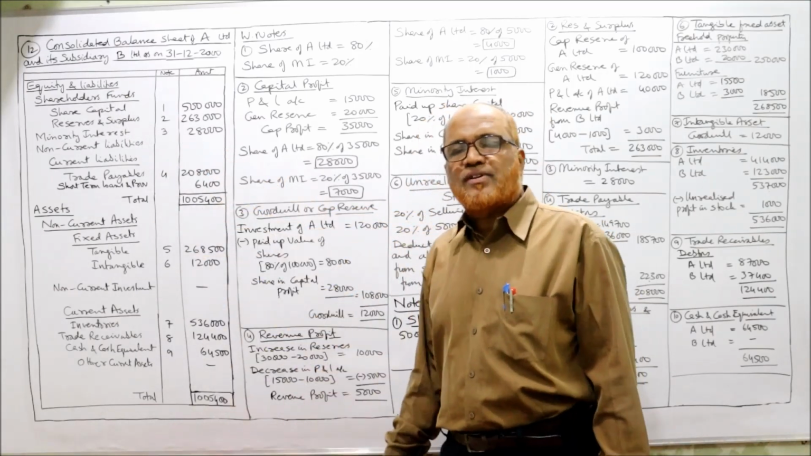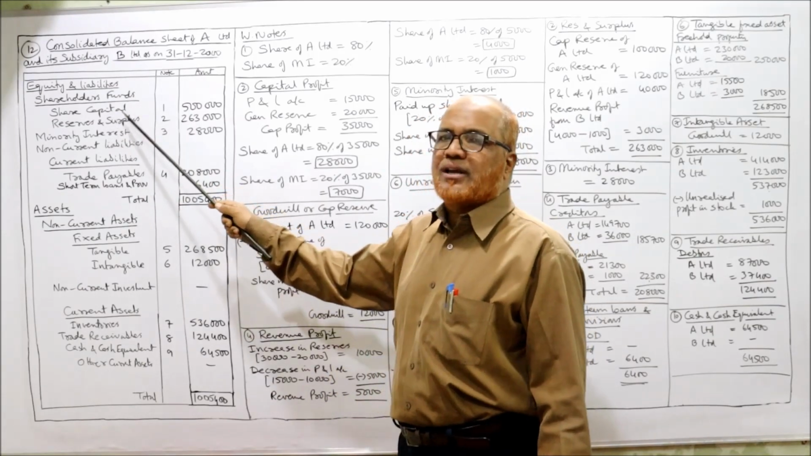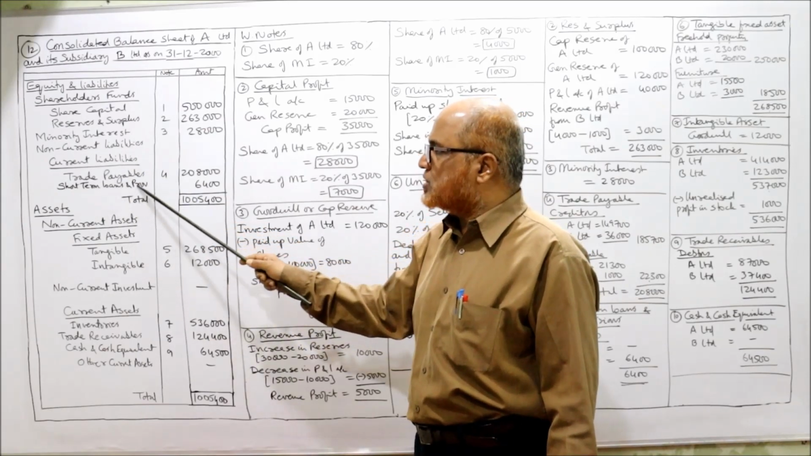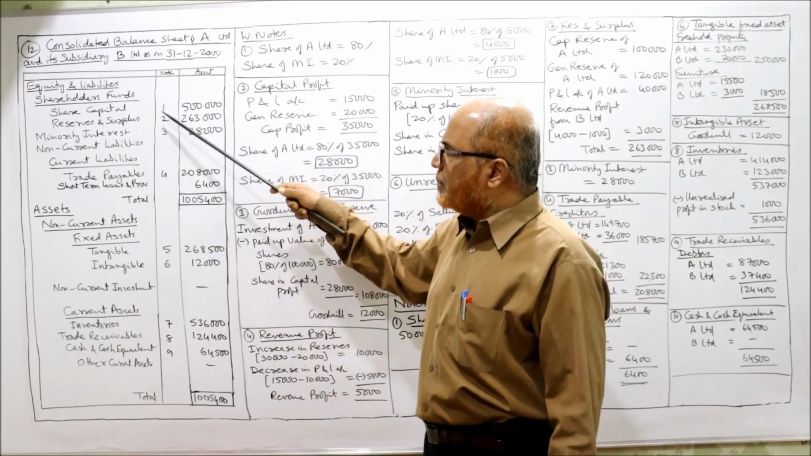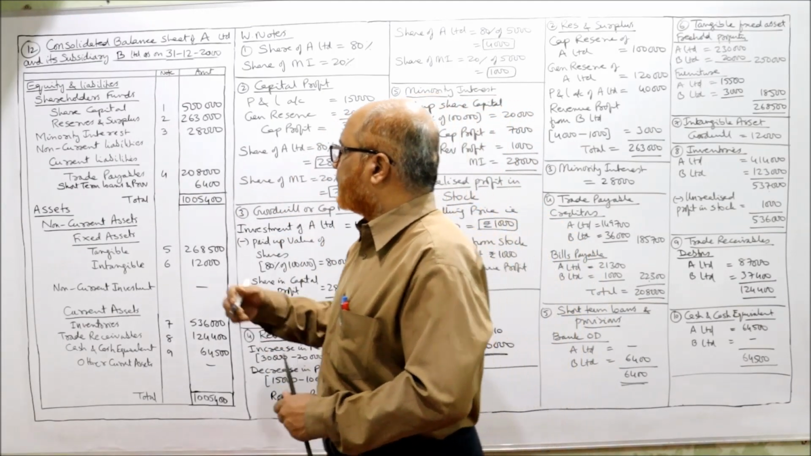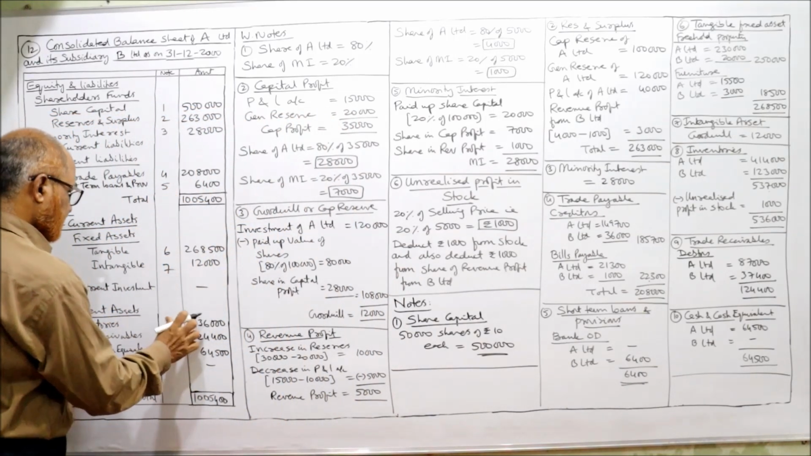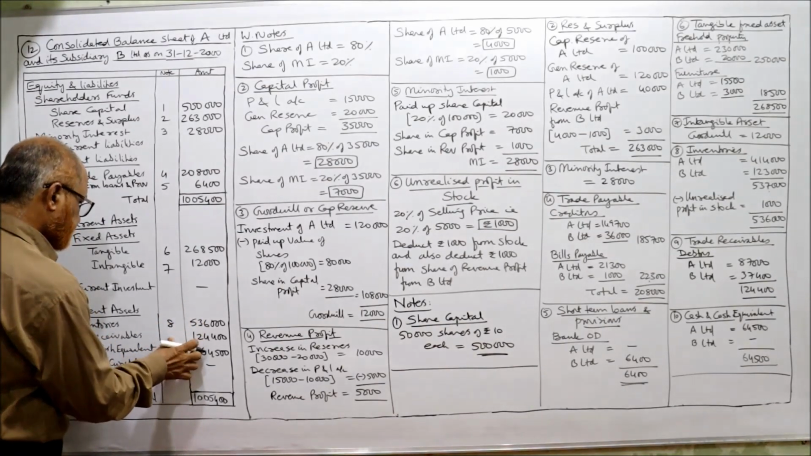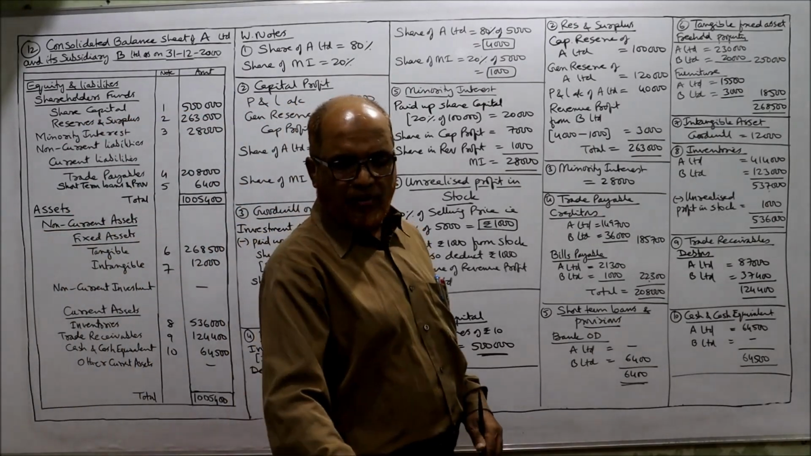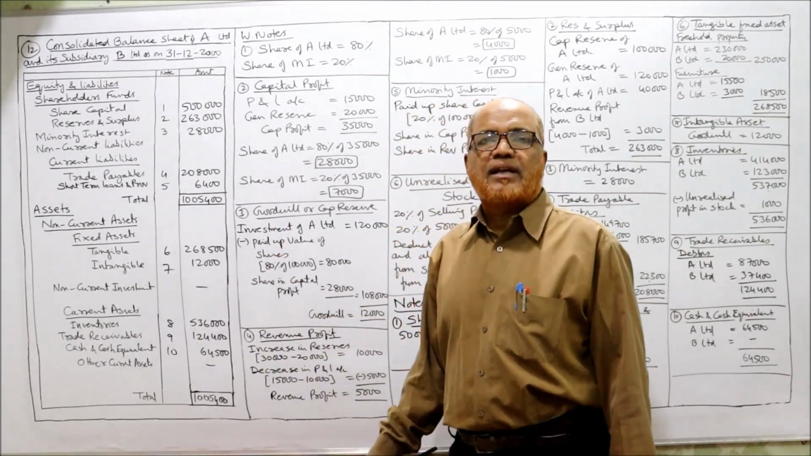Now, first of all we will make the blank balance sheet as per the Companies Act 2013. Equity and liability: shareholders' fund, share capital, reserves and surplus, minority interest, non-current liability, current liability, trade payable, short-term loans and provisions. Take the numbers 1, 2, 3, 4, then the fifth, 6th, 7th, 8th, 9th, and last one, 10th. Numbering we have given for all the items. Now, the amounts we have to take after making the working notes.